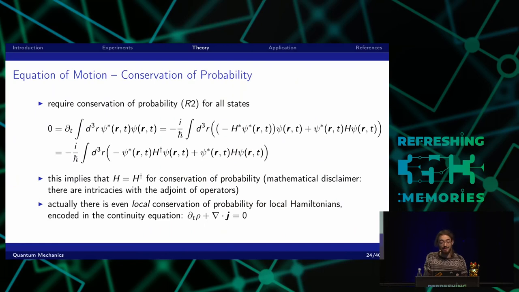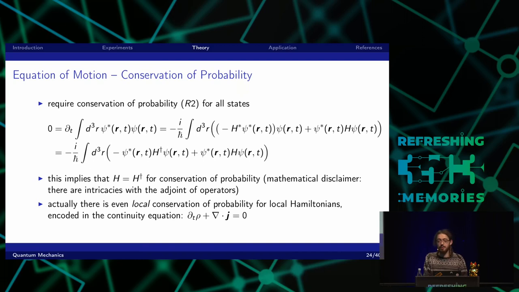Now, with this equation, we can look at what must happen for the probability to be conserved. And by a simple calculation, we can show that H must be a Hermitian operator. And there's even more than this global argument. There's local conservation of probability. That is, a particle can't simply vanish here and appear there, but it must flow from one point to the other with local operations. This can be shown when you consider this in more detail.